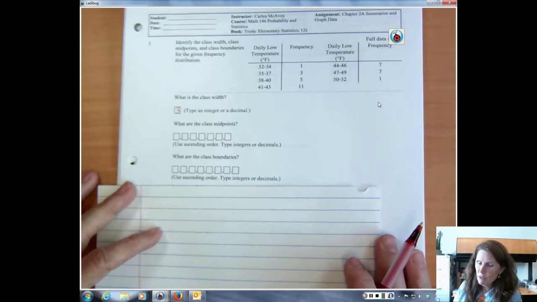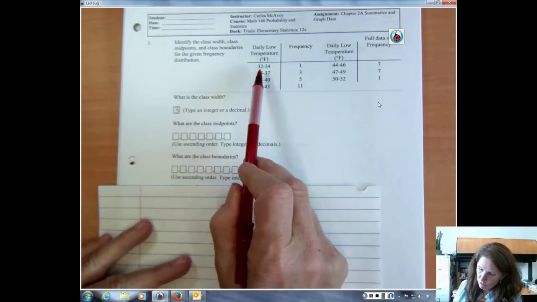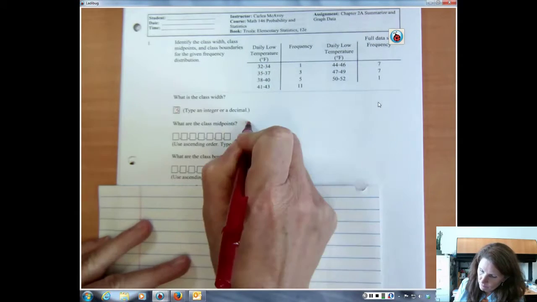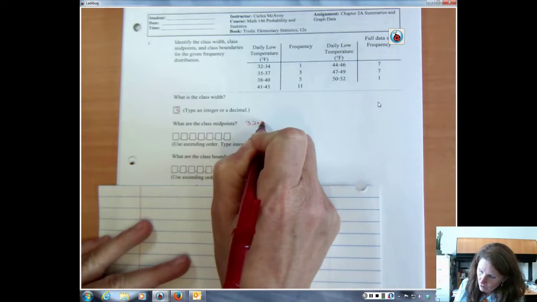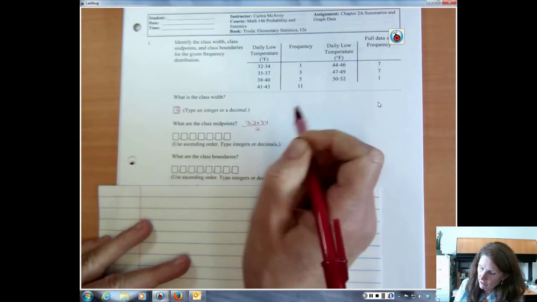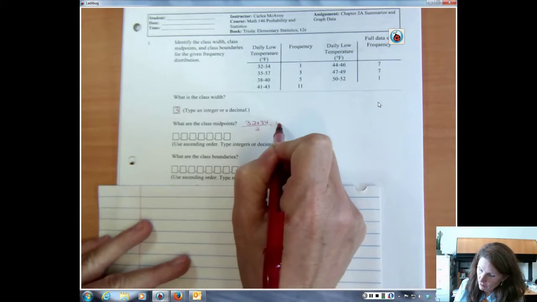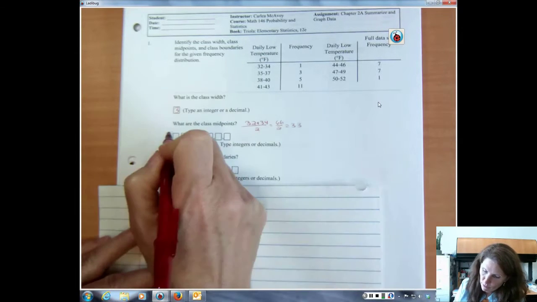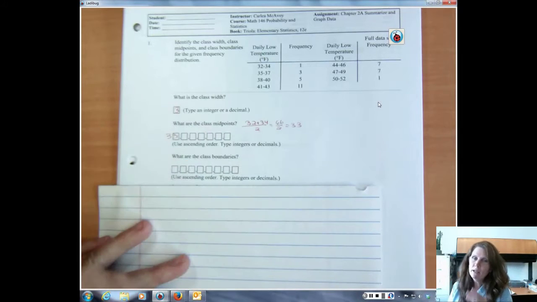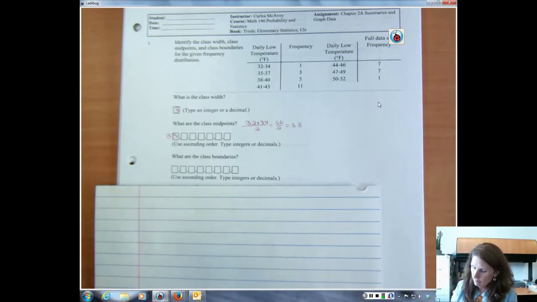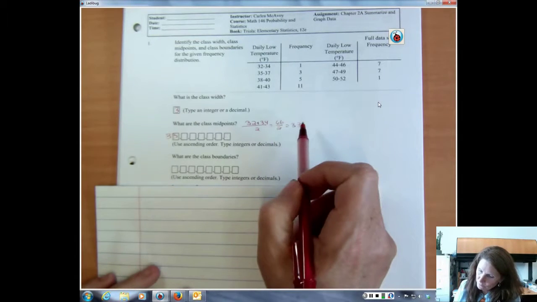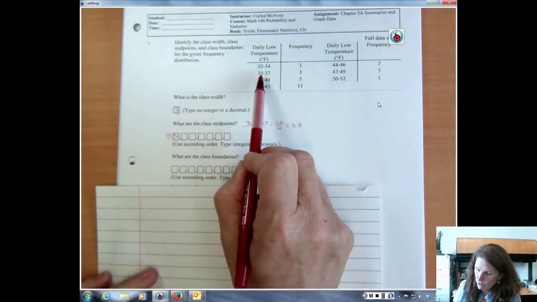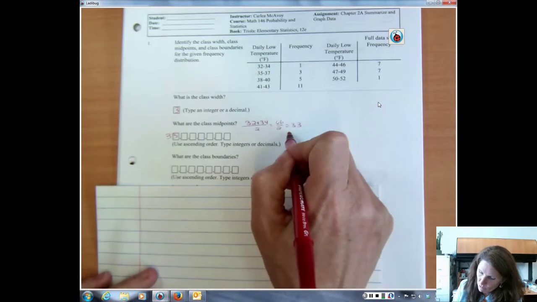Okay, so the midpoint, we could do it for each one if we wanted. 32 plus 34 for the first one, and then divide by 2. And that's going to be 66 divided by 2, which is 33. So our first midpoint is 33, and then we could go through and do that for each one of these. But if you take 35 plus 37 and then divide by 2, you get 36. So the next one would be 36.